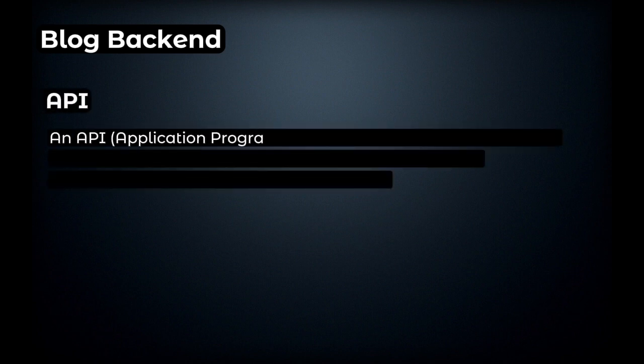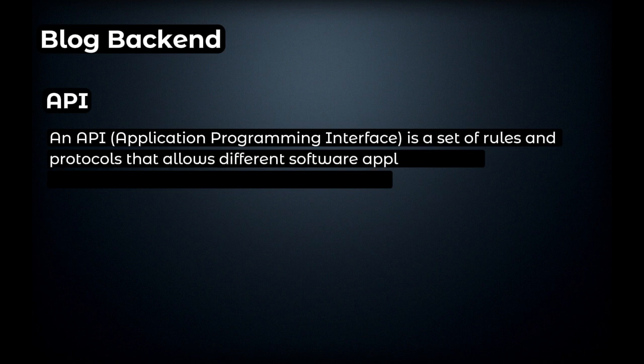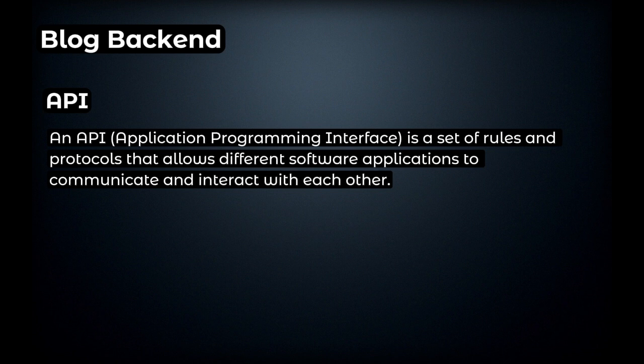But before we delve in, I would like to explain some key terms. First is an API. An API, or Application Programming Interface, is a set of rules and protocols that allows different software applications to communicate and interact with each other. It defines the methods and data formats to be used when requesting and exchanging information between systems. They form the foundation of backend development.